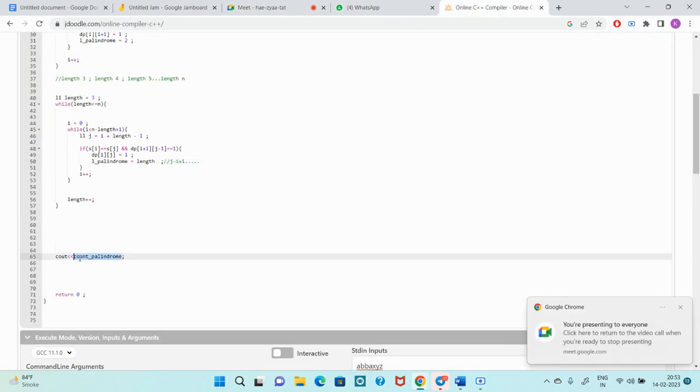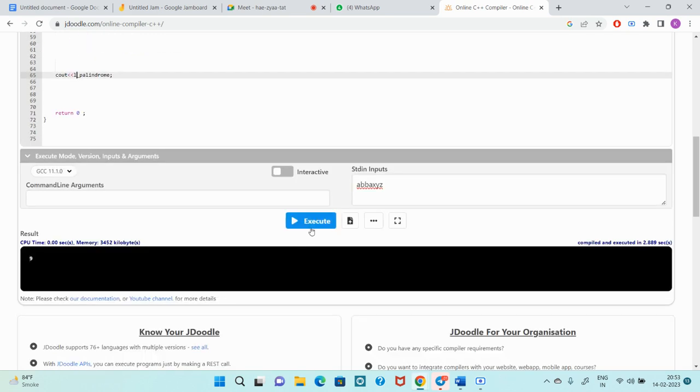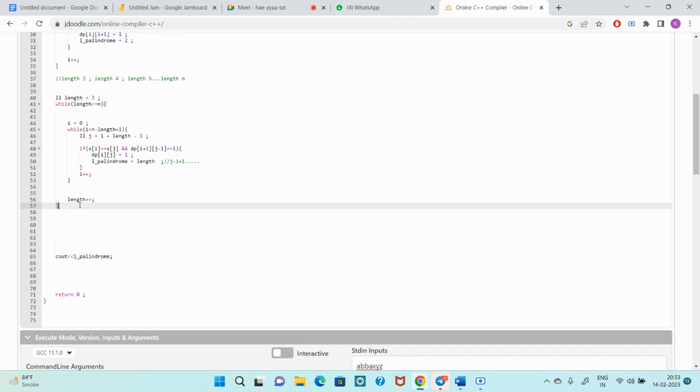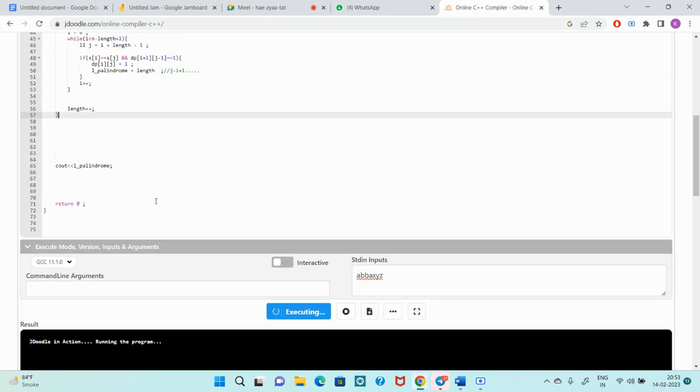So count palindrome in this place, I will write L palindrome like this. I like it. I don't know what the answer is. I'm just checking if things work well.